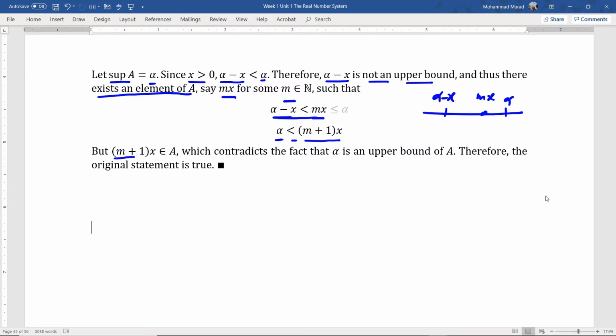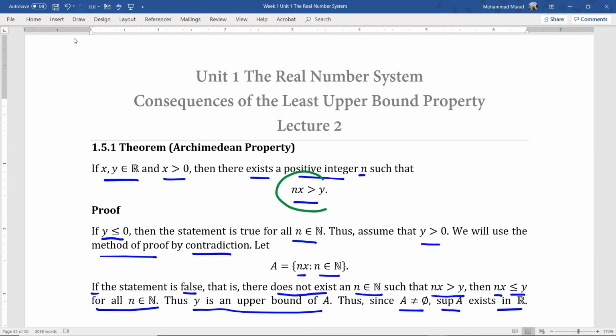But the quantity m plus 1 times x is in A, because A contains any positive multiple of x. But this contradicts the fact that alpha is an upper bound of A, because we have a quantity in A which is larger than alpha. Therefore, the original statement is true, since our hypothesis became wrong. This concludes the proof of the Archimedean property.